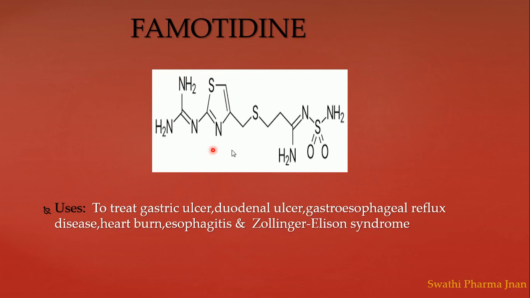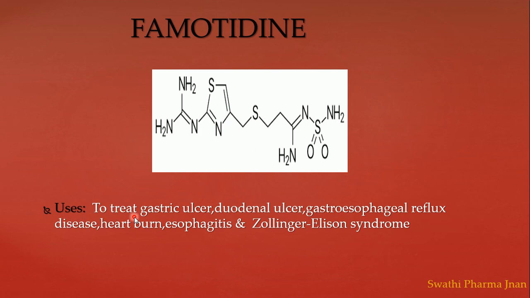Next structure is famotidine. Famotidine is an H2 antagonist. It contains thiazole as the basic nucleus, and at second position it contains guanidine, and at fourth position it contains the side chain. In this side chain, an amino group is present and another two amino groups are present, and a sulfoxide group is present. This side chain we have to practice to remember. So the famotidine structure contains thiazole. What is thiazole? Thiazole is a 5-membered ring containing sulfur and nitrogen with two double bonds.